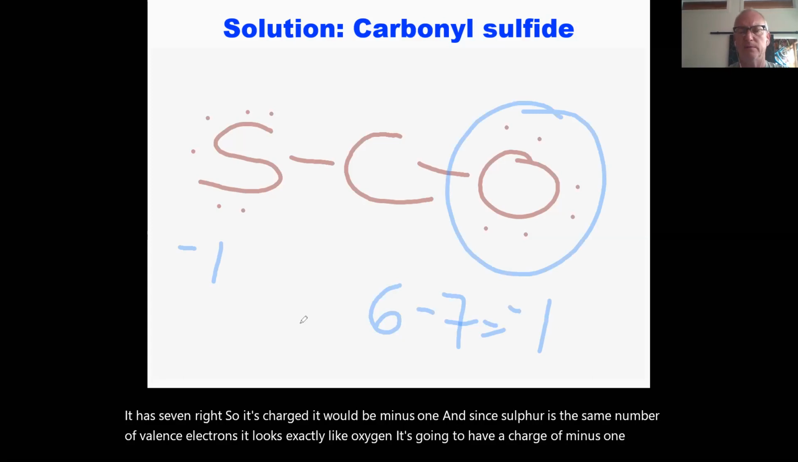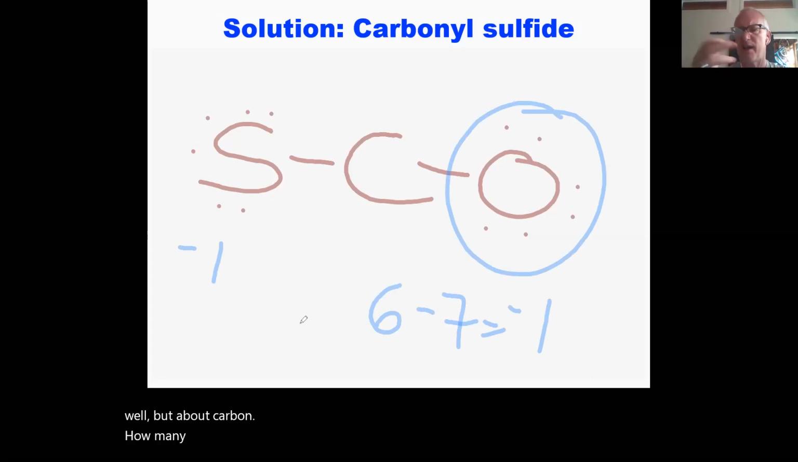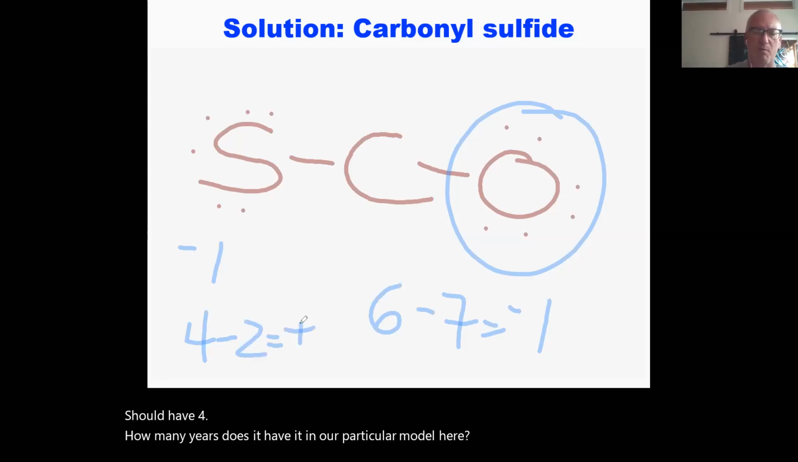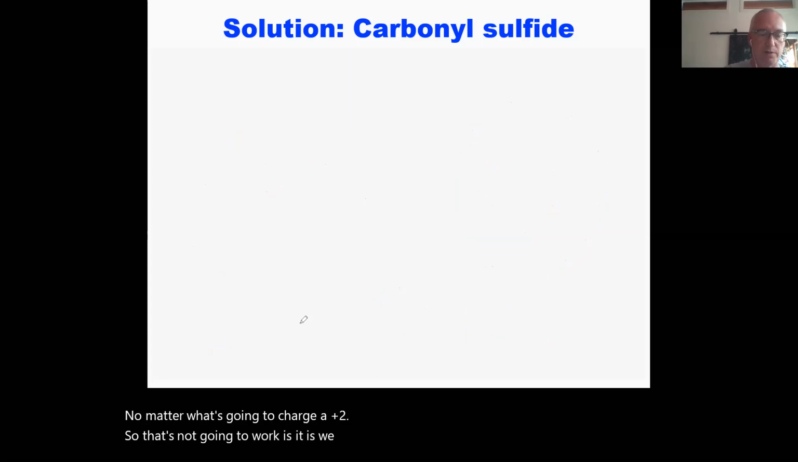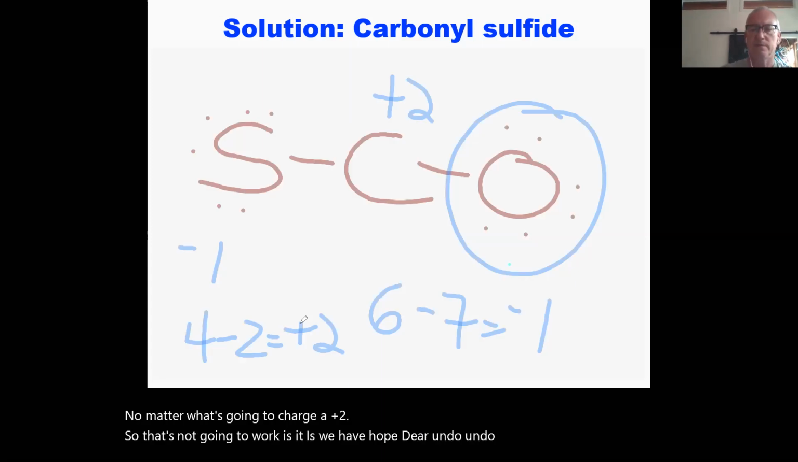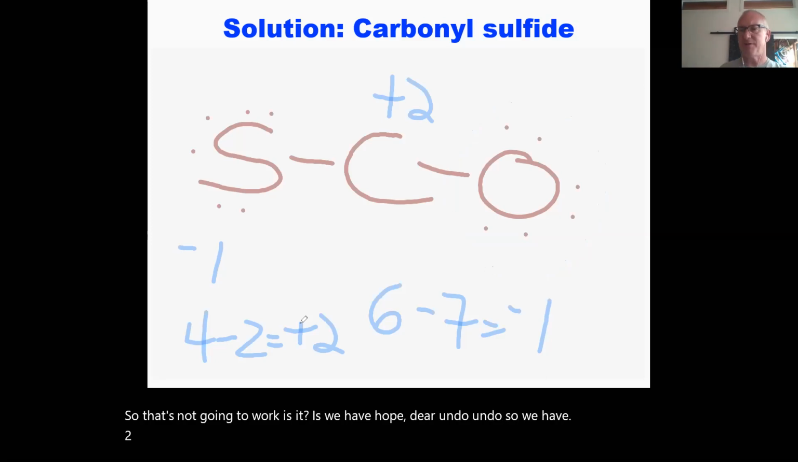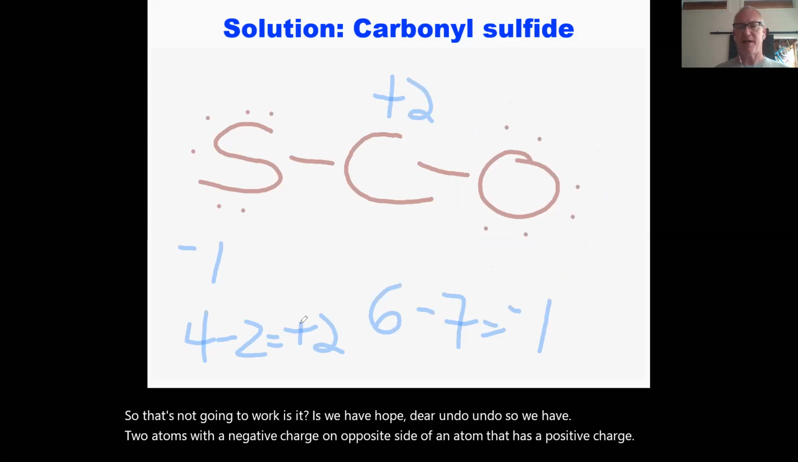What about carbon? How many valence electrons should it have generally? 4. Should have 4. And how many does it have in our particular model here? 2. Uh-oh. So it's got a charge of +2. So that's not going to work, is it? Because we have, oh dear, undo. So we have 2 atoms with a negative charge on opposite sides of an atom that has a positive charge. That's not going to be very stable, right?